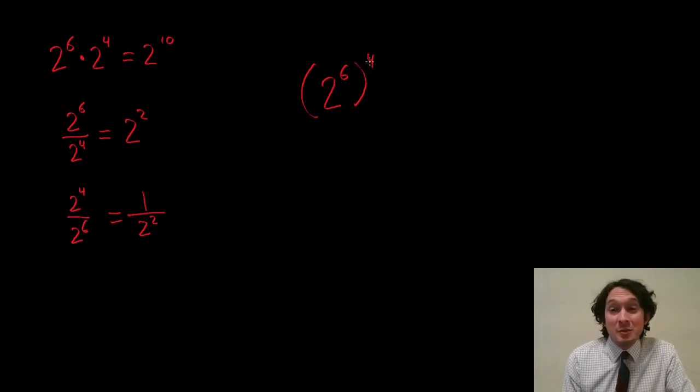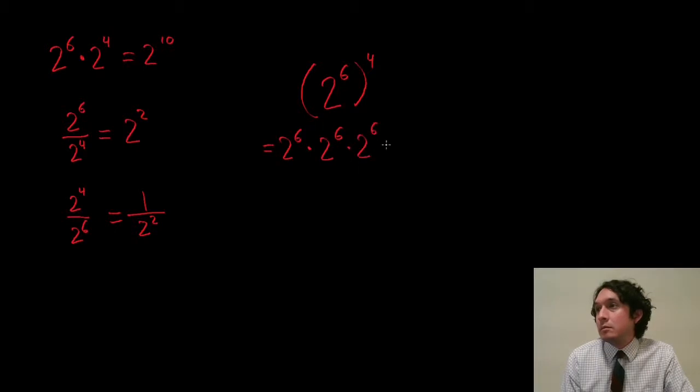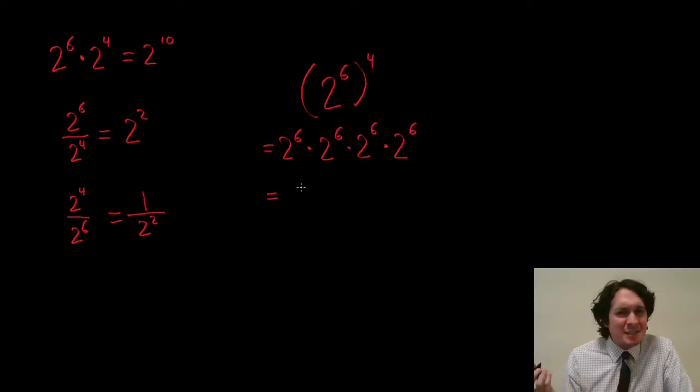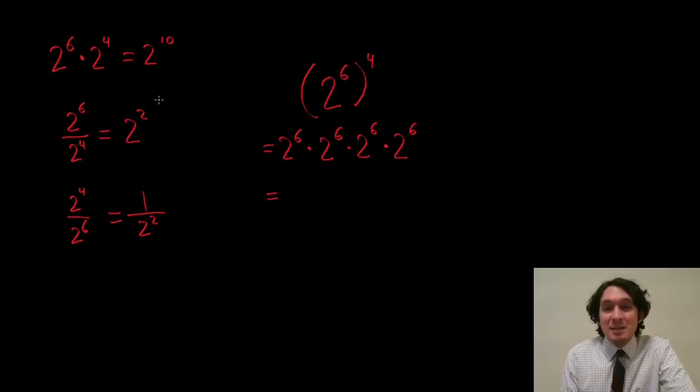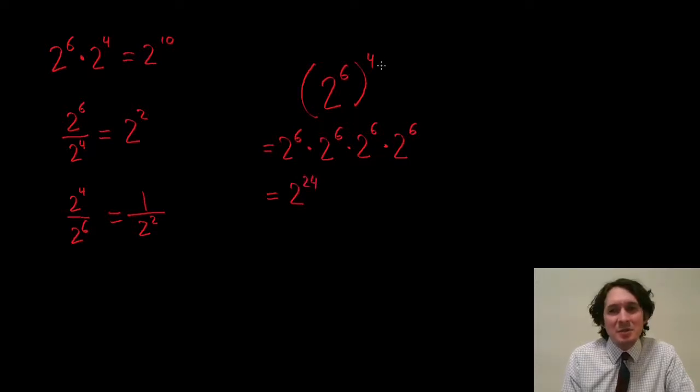Let's remind ourselves that exponents just mean to repeat something again and again. So I'm going to take 4 of those, and I'm going to multiply them together. That's just 2 to the 6th times 2 to the 6th times 2 to the 6th times 2 to the 6th. And wait a second, aren't I just multiplying the same base now? So this is actually just like that first problem, which I know how to deal with. I can add the exponents. So this is 2 to the 6 plus 6 plus 6 plus 6, and that's 24. But that's the same as just saying 6 times 4, right?